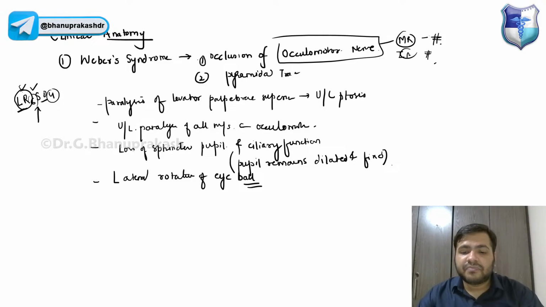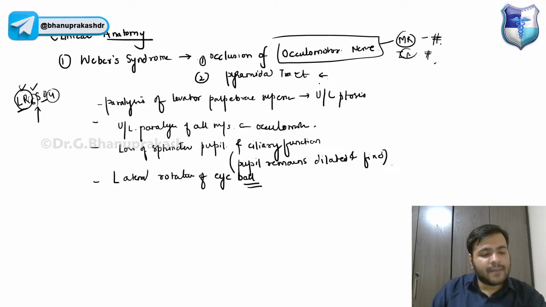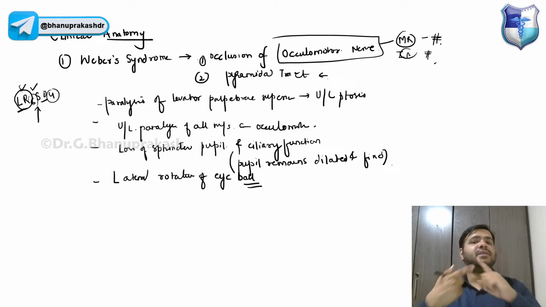So that you have to remember. Now, again, guys, there is involvement of the pyramidal tract in this region. So what will happen? There will be upper motor neuron paralysis on the opposite side of the body, because of the pyramidal tract, the contralateral part of the body will be affected, paralyzed, right?